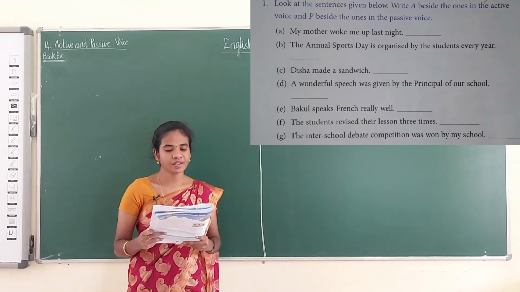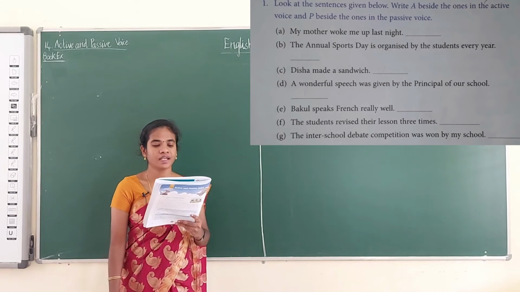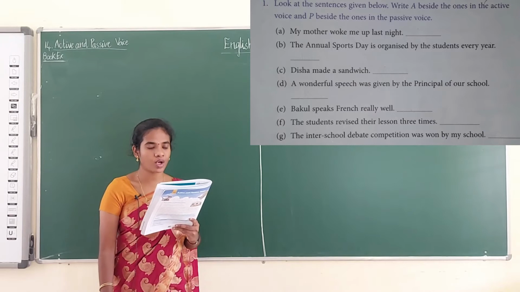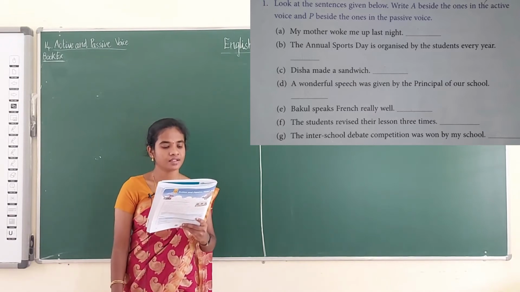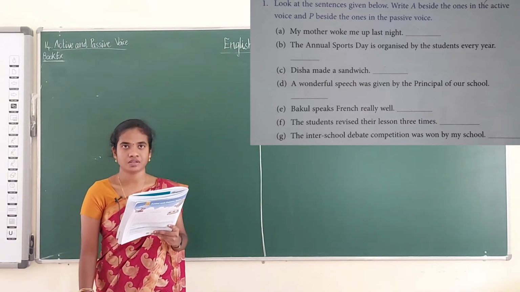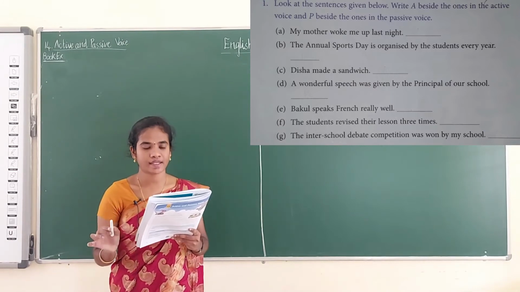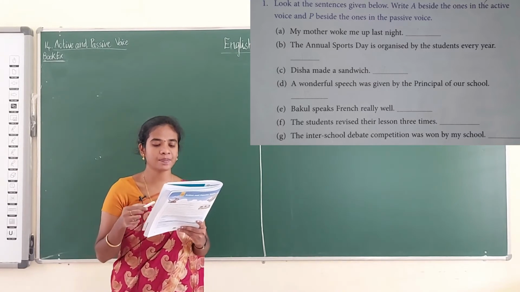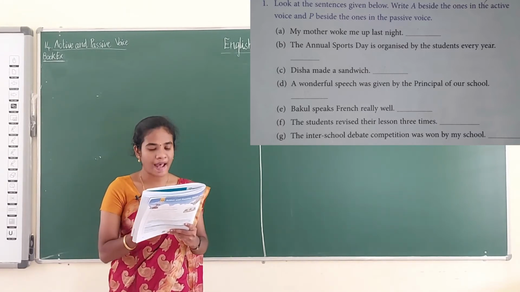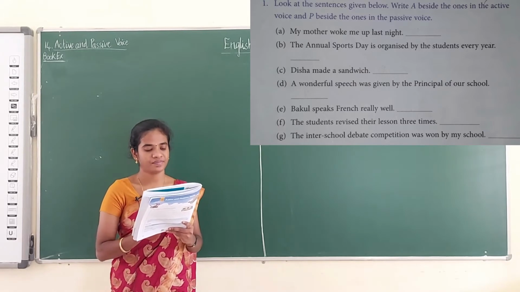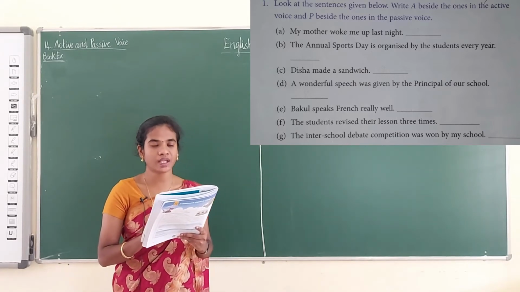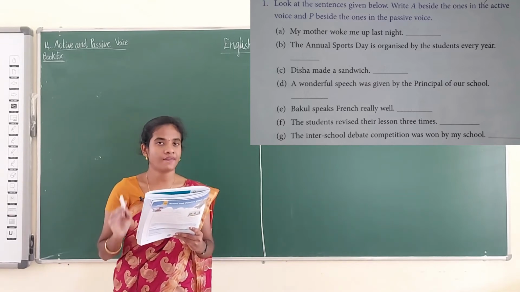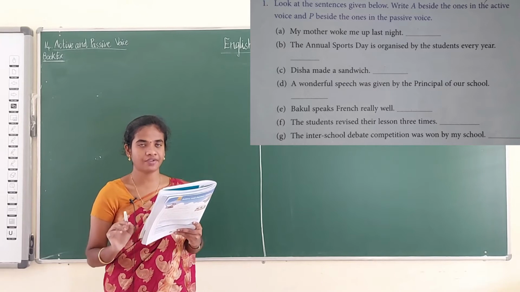Okay. So next one, the annual sports day is organized by the students every year. So this is the passive voice. The next, Diksha made a sandwich. So it is an active voice. The next, D, a wonderful speech was given by the principal of our school. It is a passive voice. E, Bakul speaks French very well. So it is an active voice. Then F and G you have to do as the homework. In the first exercise, F and G, do as the homework.